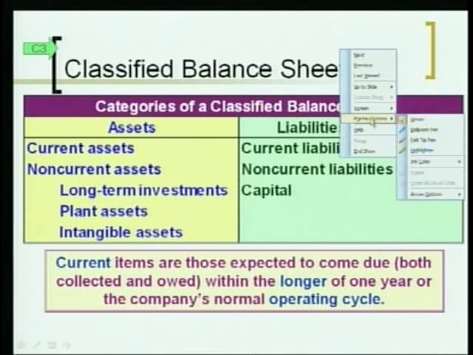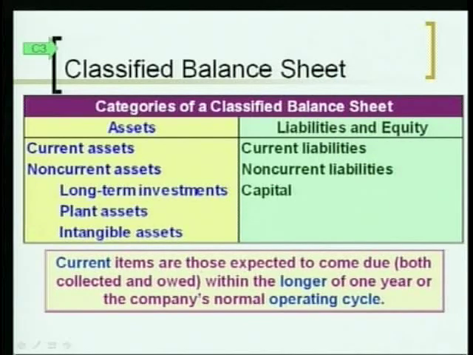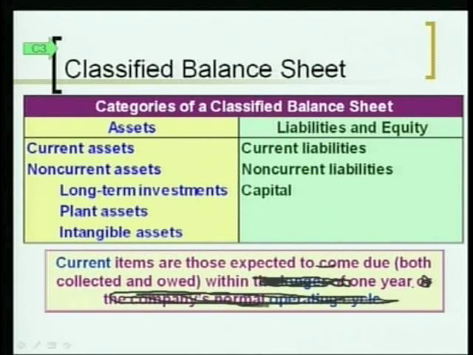Now, most of the time, you could change this definition to: current items are those expected to come due, both collected and owed, within 1 year, okay? Really, for your purposes, this is all I'm mainly concerned about. Current items are those expected to come due, both collected and owed, within 1 year, okay?